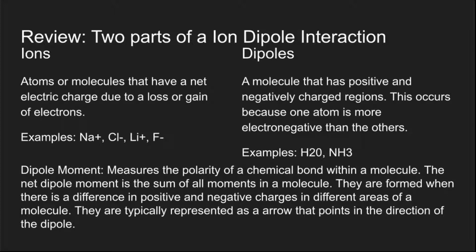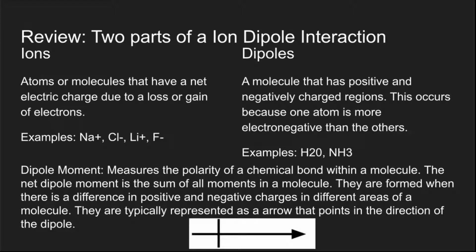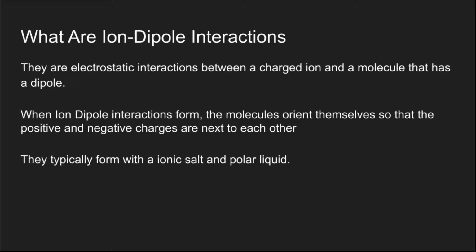Dipole moment measures the polarity of a chemical bond within a molecule. The net dipole moment is the sum of all moments in a molecule. They are formed when there is a difference in positive and negative charges in different areas of a molecule. They are typically represented as an arrow that points in the direction of the dipole, like the arrow seen here.